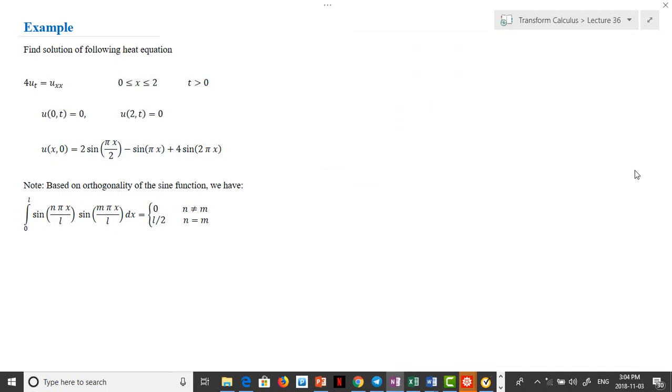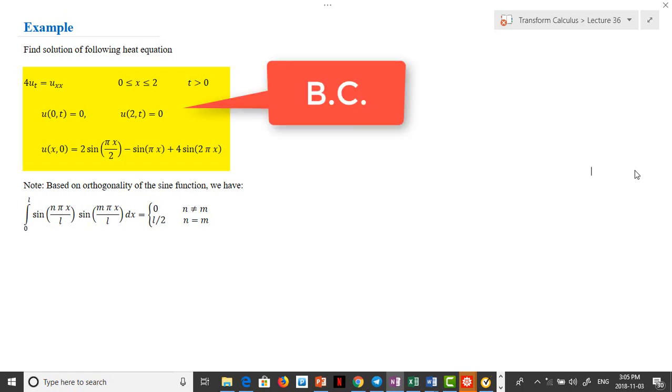In this example, you're going to find the solution of the following heat equation. We have the derivative of u with respect to t equal to the second derivative of u with respect to x, when x is between 0 and 2. We have boundary conditions: u of 0 and t is equal to 0, or temperature at 0 is equal to 0, and the temperature at 2, or at the end of the rod, is equal to 0.